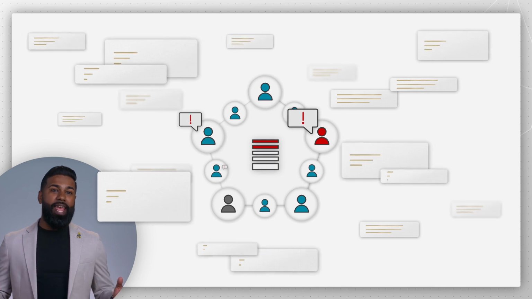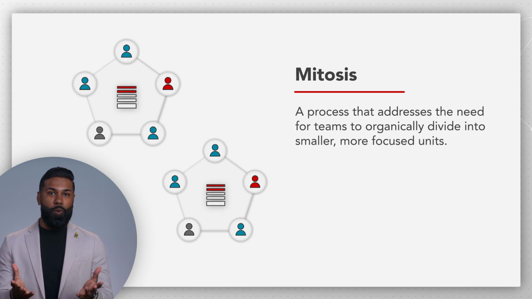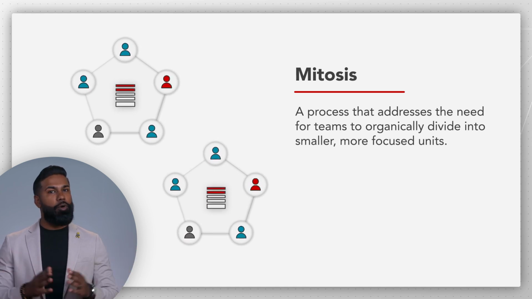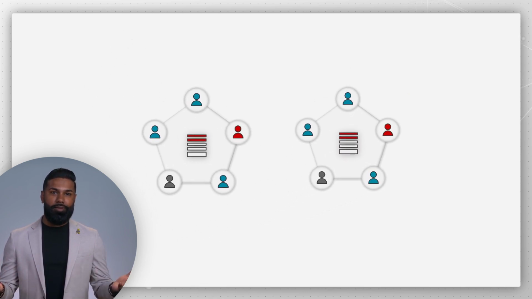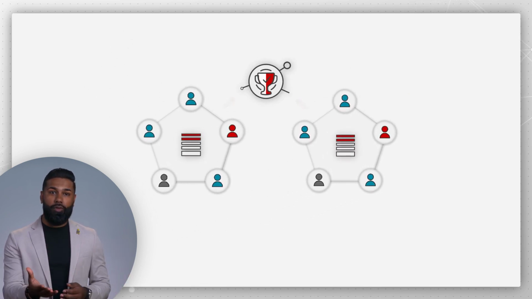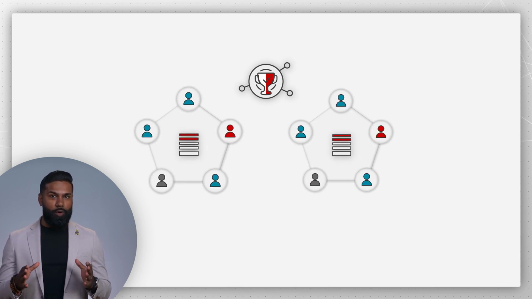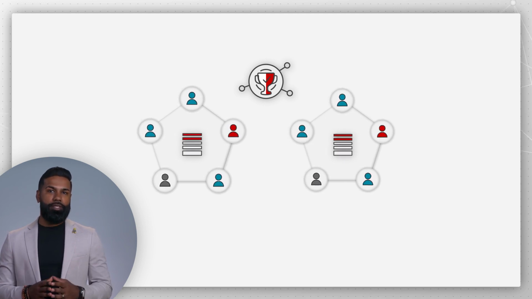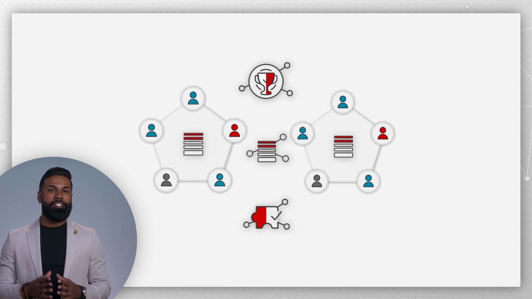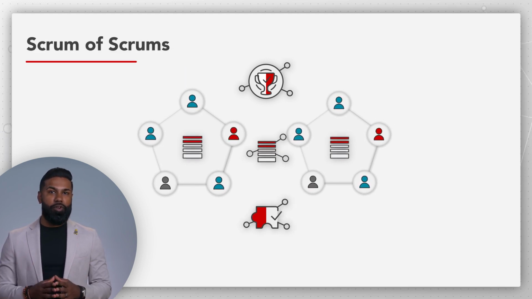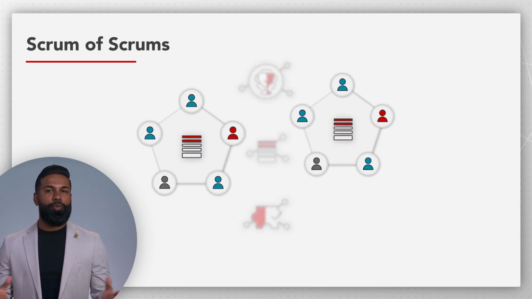For this, we answer with the scaling pattern of mitosis, which addresses the need for teams to organically divide into smaller, more focused units. Now that we have our two teams, and these two teams need to work towards shared goals, a way to ensure the teams that need to work together are effectively coordinated to those goals is to group them together into a team of teams with shared artifacts and scaled events. This is the Scrum of Scrums scaling pattern. Let's see what this looks like for a Scrum of Scrums with 3 teams.